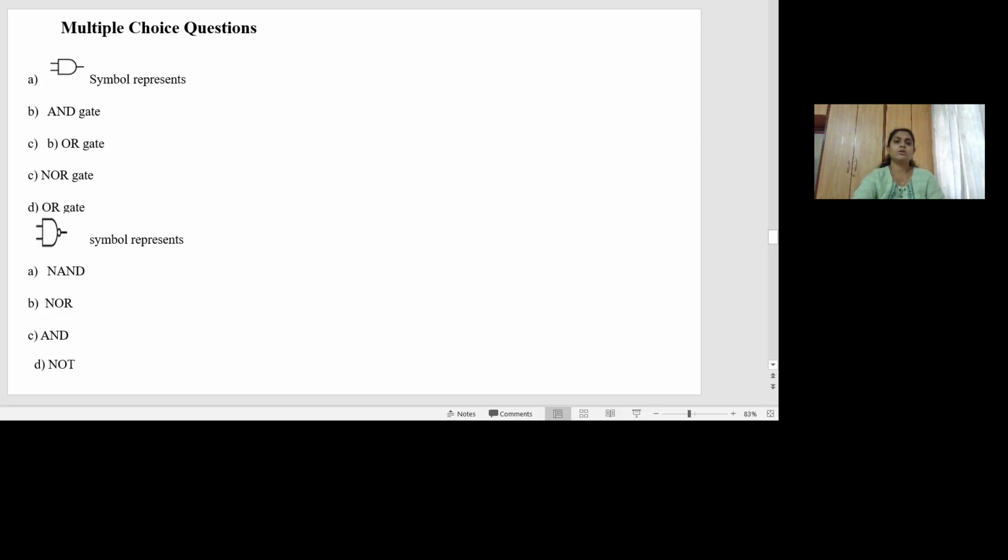Here I've got simple questions that you can try and answer. So question number one: here I've shown a symbol of a logic gate, and the question is which gate this symbol represents. The choices are AND gate, OR gate, NOR, and OR gate. Now you can try to solve this.